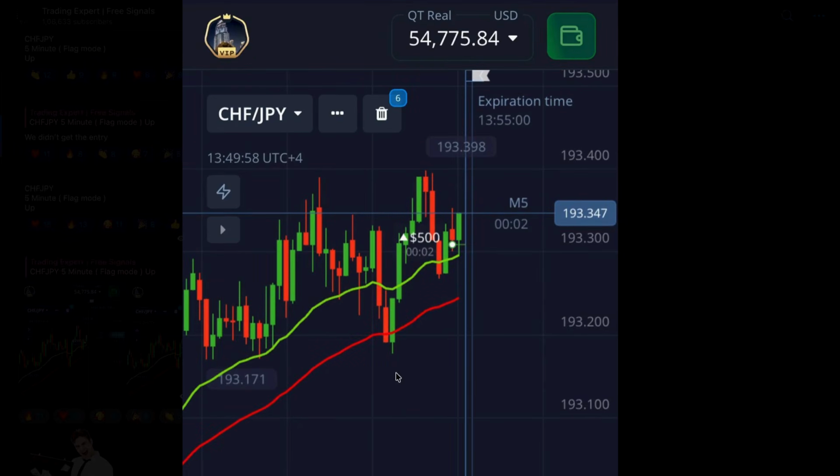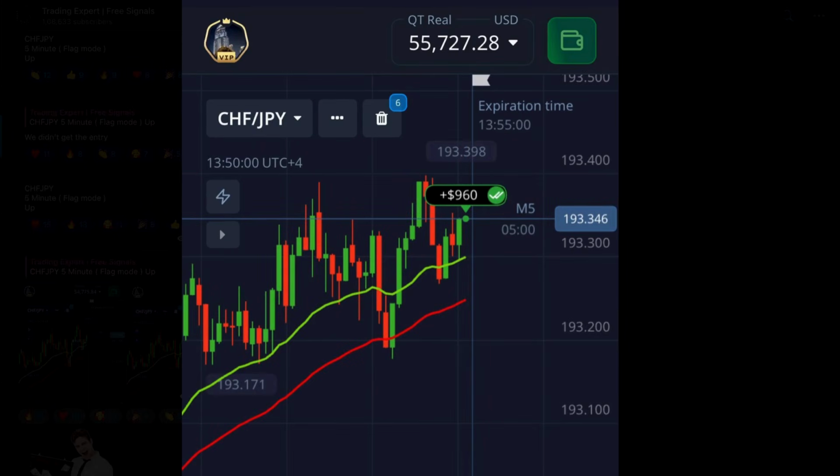In this trade, there was a good uptrend, plus the moving average was also indicating for the call side, and we took an entry on the moving average for the call side, and we won this trade with a good entry. Amazing win right there, you can check out.